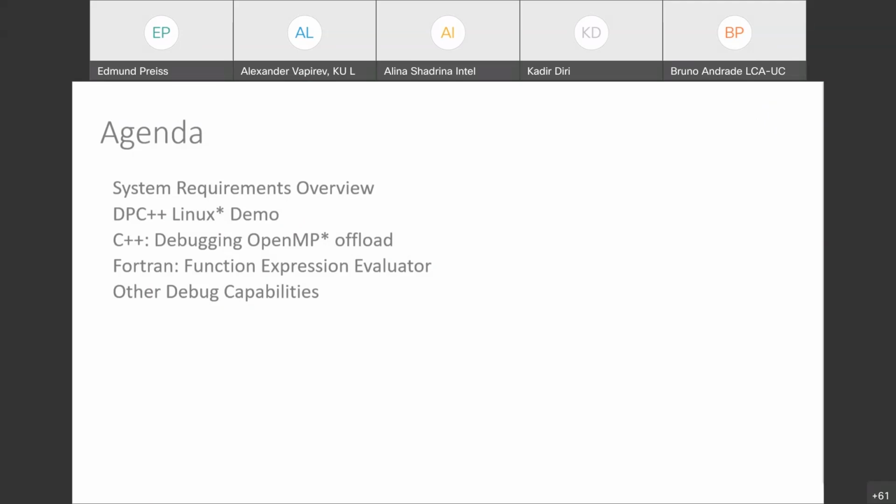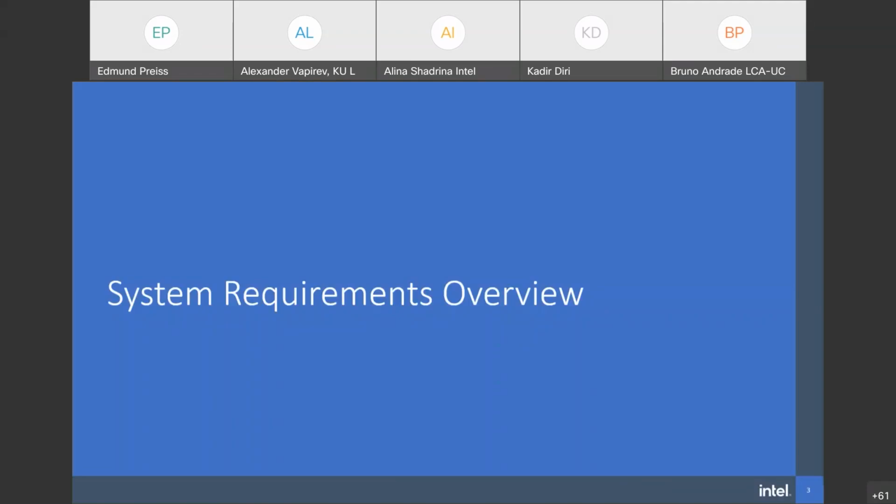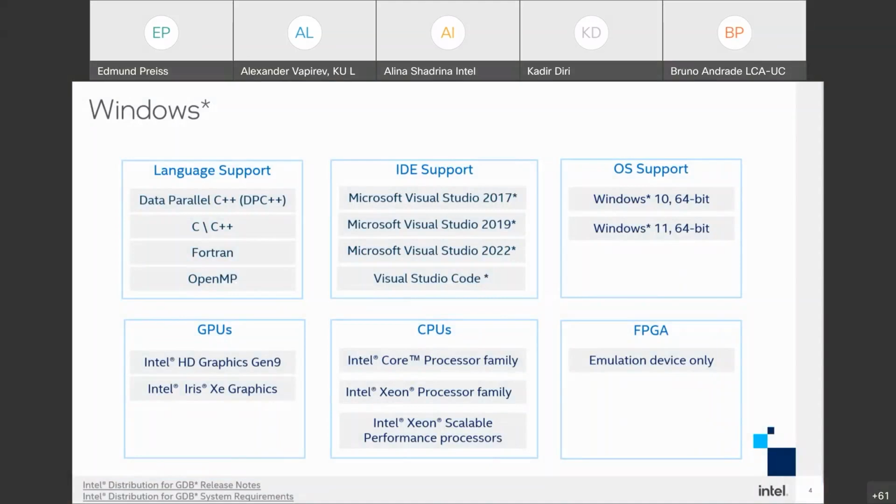And actually, we won't spend much time on slides. So it will be more about demo. But let's review system requirements first because it's important. The debugger supports Windows 10, Windows 11, Microsoft Visual Studio, including 2022. But please note that the support of Visual Studio 2017 is deprecated and will be removed in some of the future releases. What is more important is hardware supported, because we support Gen 9 and Iris graphics, and we support Core, Xeon scalable CPUs, and FPGA as emulation device only.